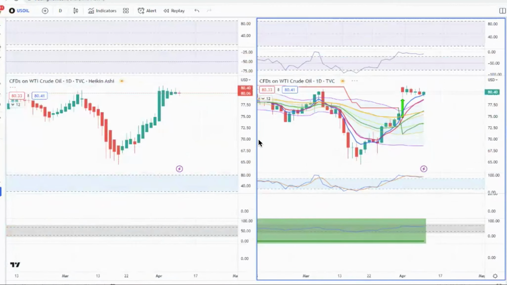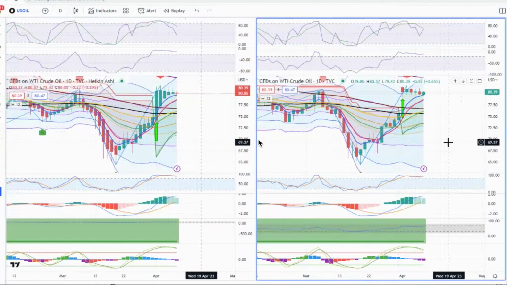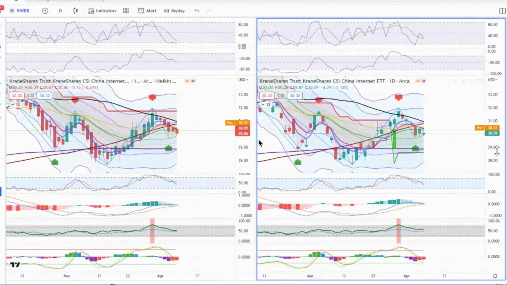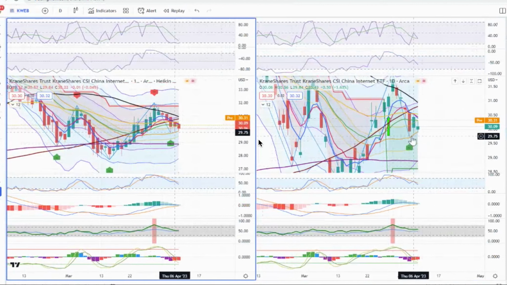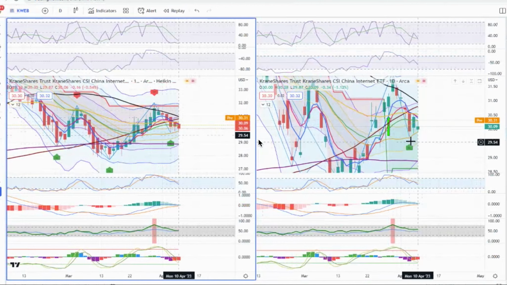What else are we looking at? Oil, we talked about this yesterday. I think we wanted to see KWEB. KWEB's mean reversion had to happen, right? We kind of knew that right about here, the mean reversion had to happen. Unfortunately for me, I couldn't take the delivery here.